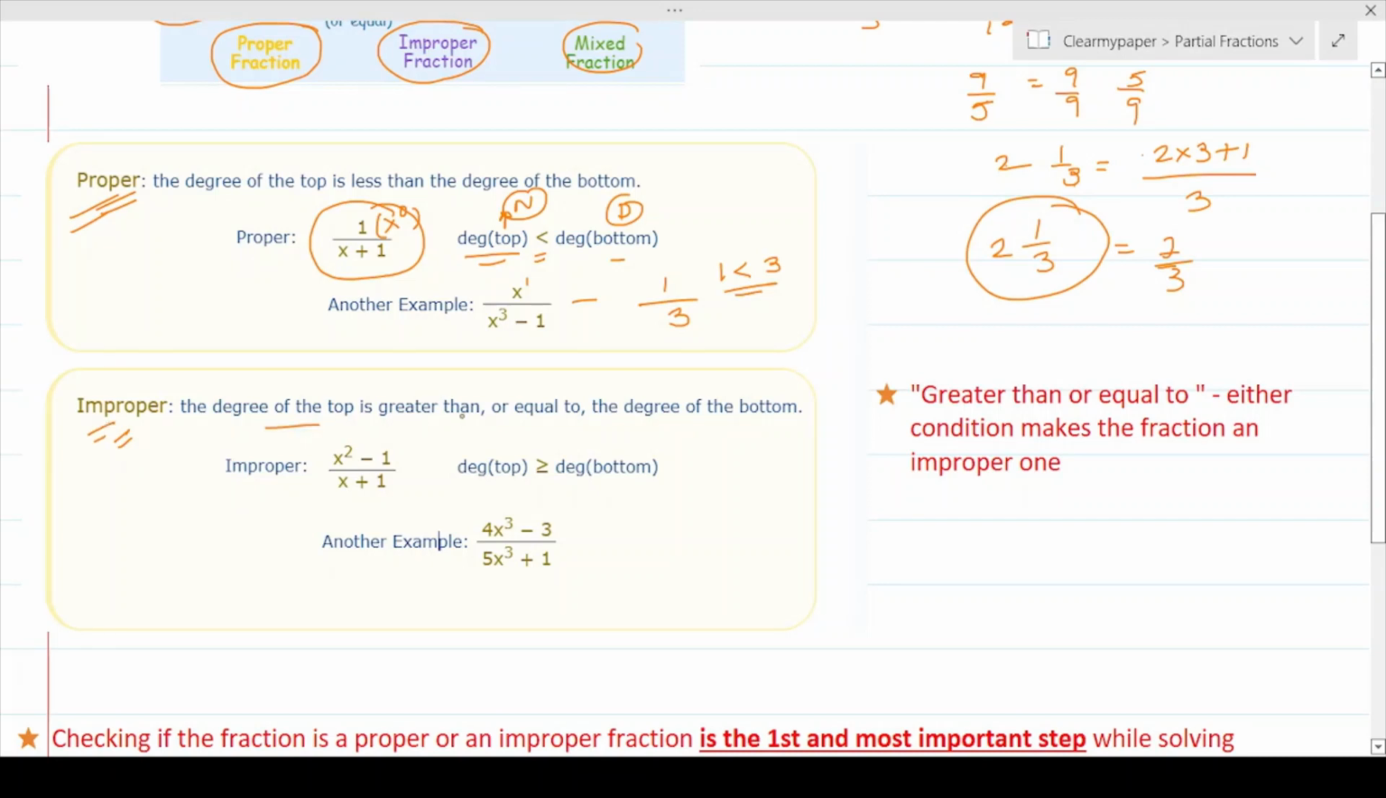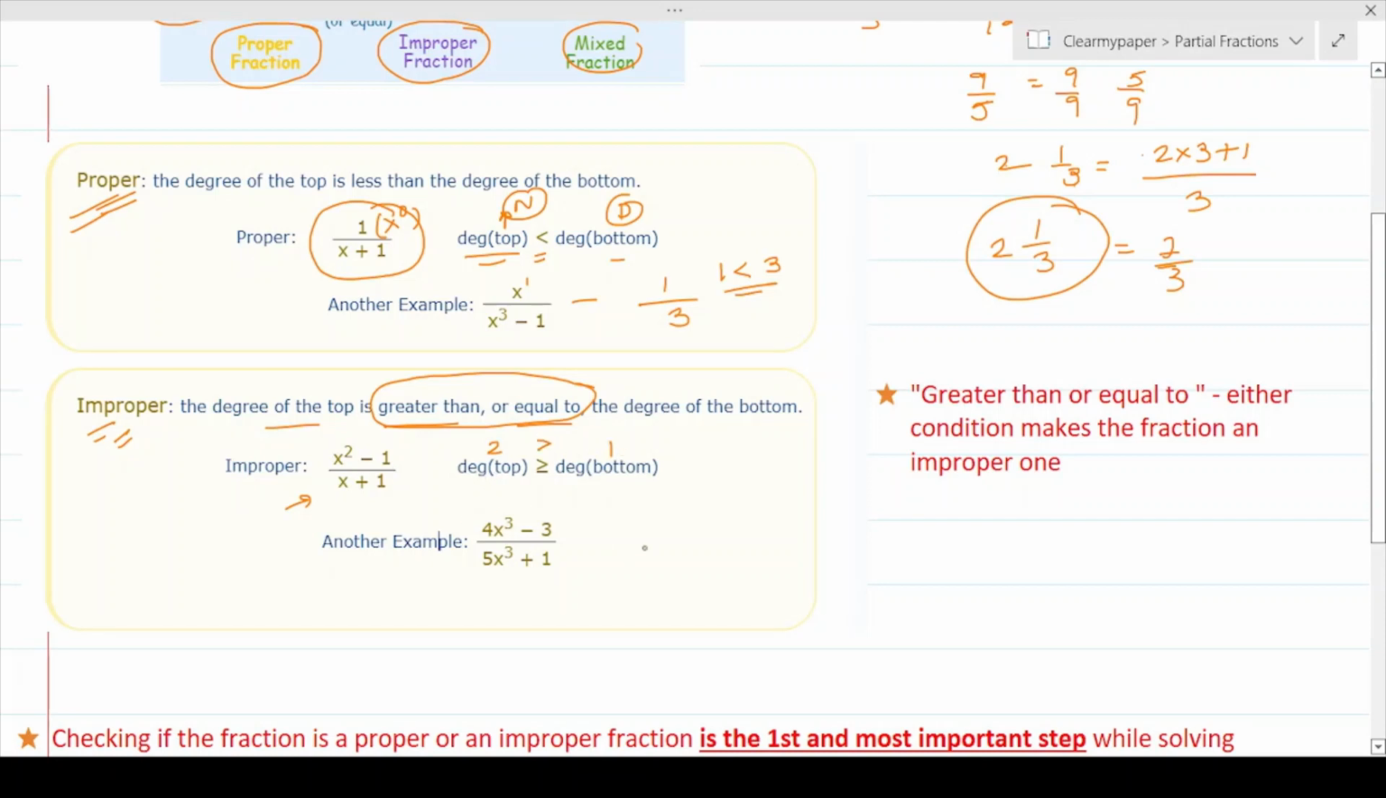where the degree at the top is greater than or equal to. This is very important. People normally forget the equal to part of it. So the degree at the top can be greater than, or it can be equal to, the degree of the bottom. For example, if you take the first example here, the degree at the top is 2 and the degree at the bottom is 1, and 2 is greater than 1.